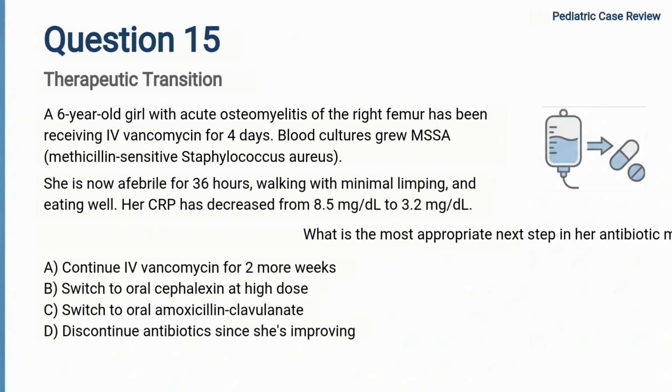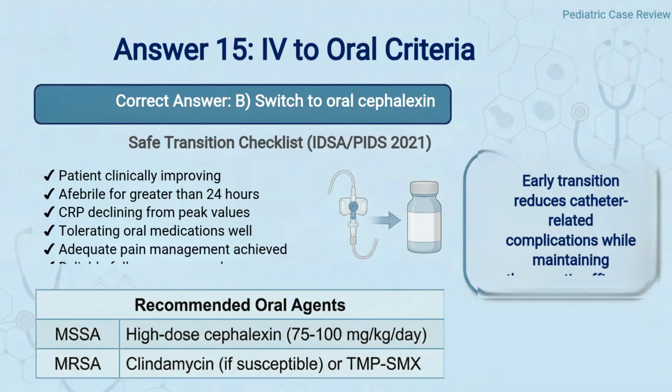Option A. Continue intravenous vancomycin for 2 more weeks. Option B. Switch to oral cephalexin at high dose. Option C. Switch to oral amoxicillin clavulanate. Option D. Discontinue antibiotics since she is improving. The correct answer is option B. Switch to oral cephalexin at high dose.